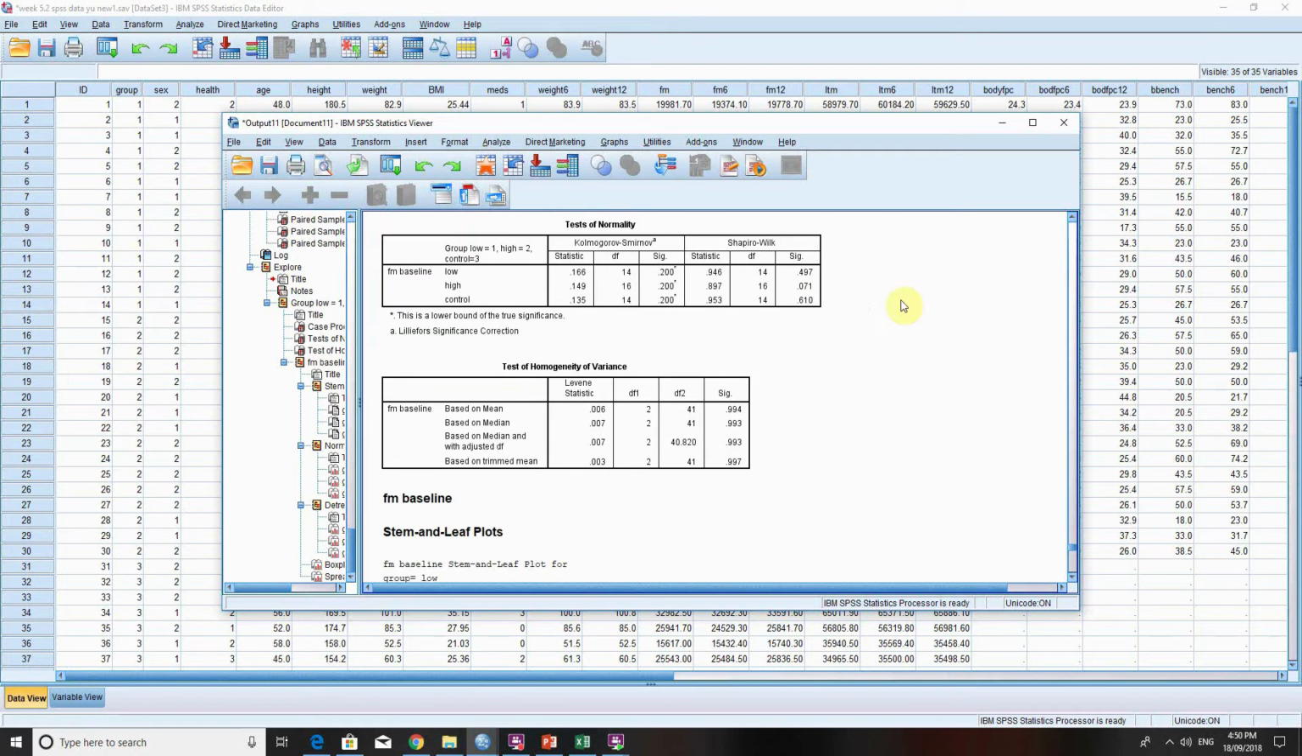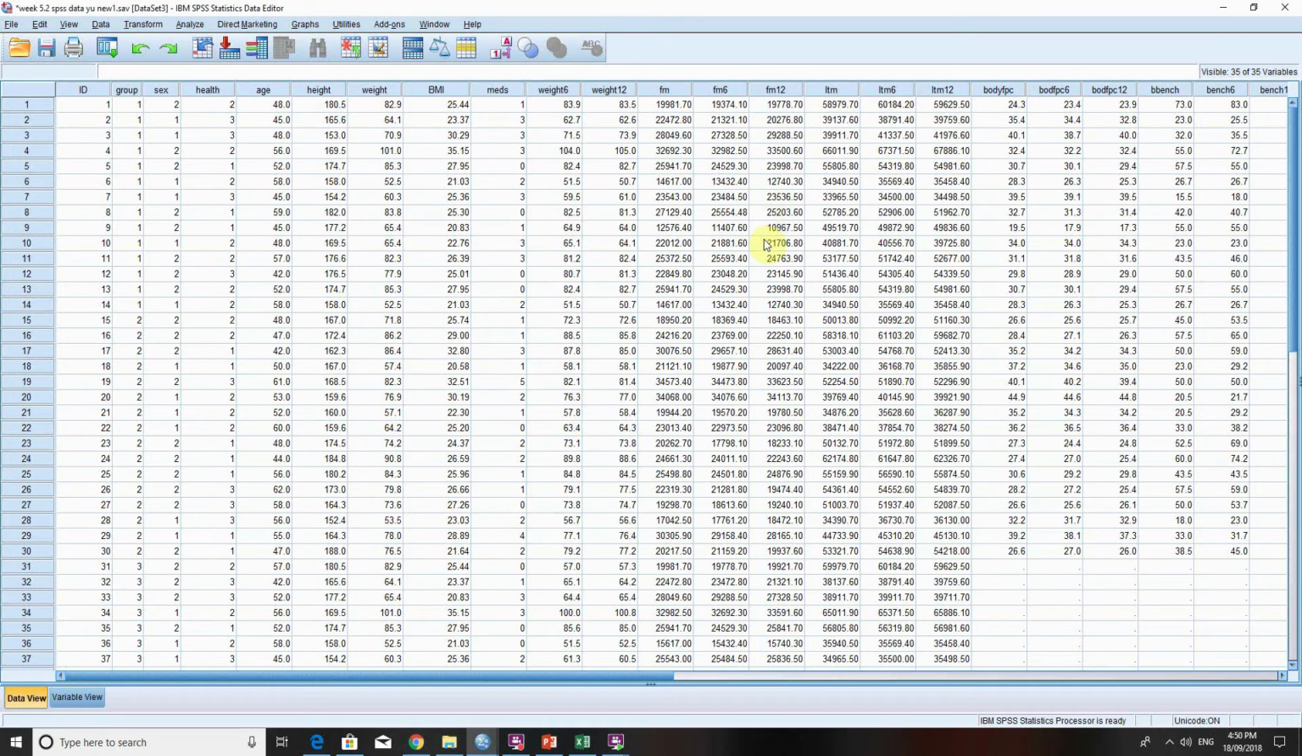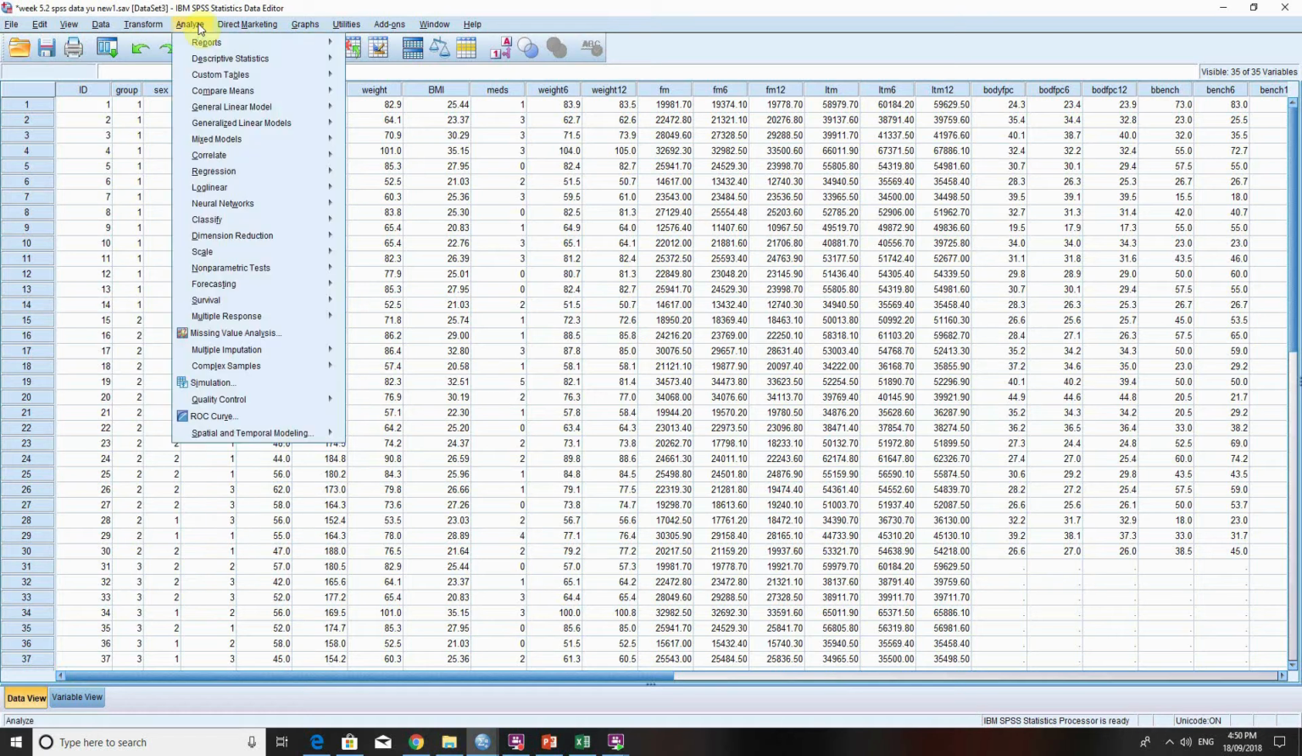So our data is normally distributed, and we satisfy the test for homogeneity of variance, as we have a non-significant result here as well. So that means because I have 3 groups and I just want to look at fat mass at baseline, I'm going to do a one-way ANOVA. So to do that, I'm going to go analyze, compare means, and one-way ANOVA.